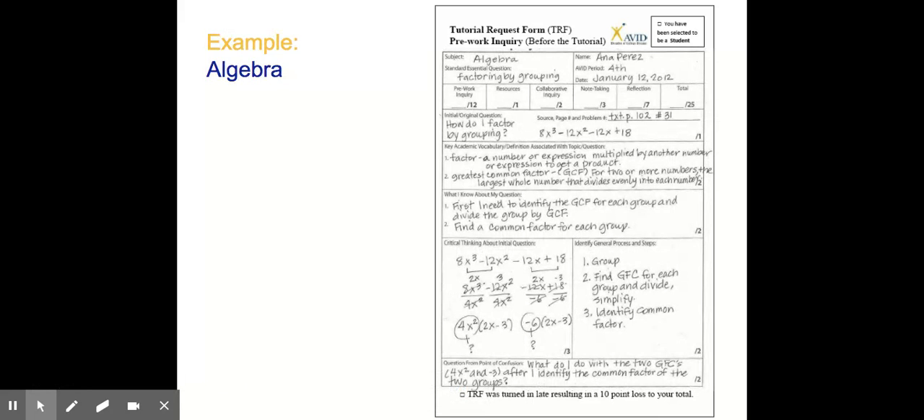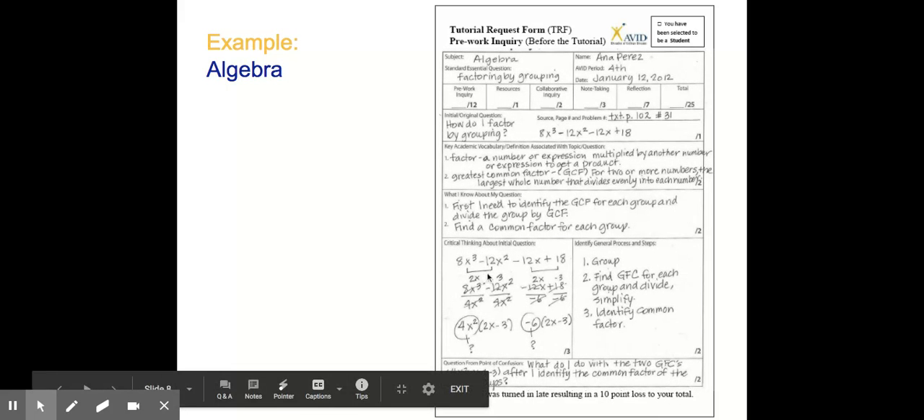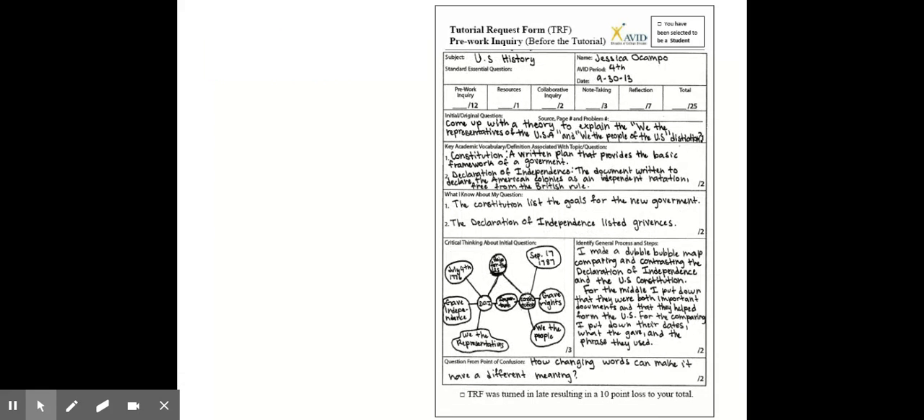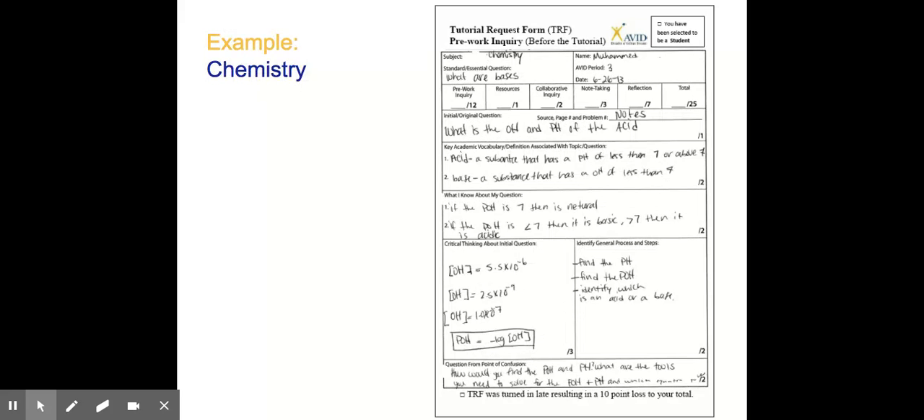Okay. Same thing for algebra here. You can see this is where they wrote down what they knew. They showed you the work, and then they told you about it. All right. You'll be able to see these later. I'll make sure to put some examples of TRFs up at a later time.